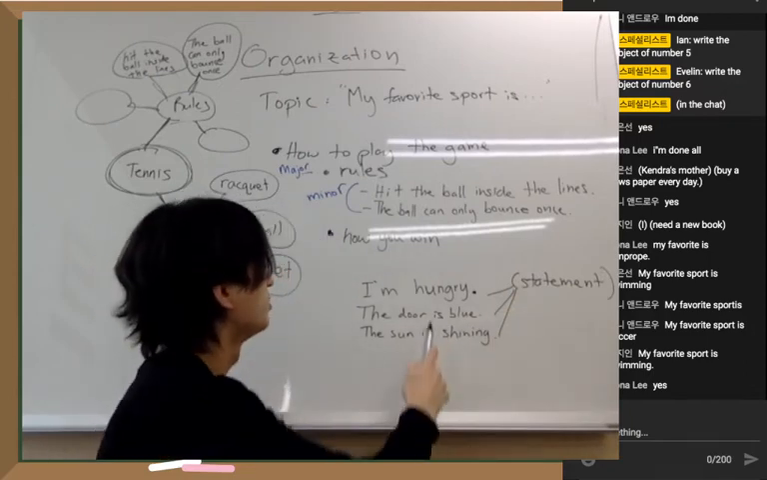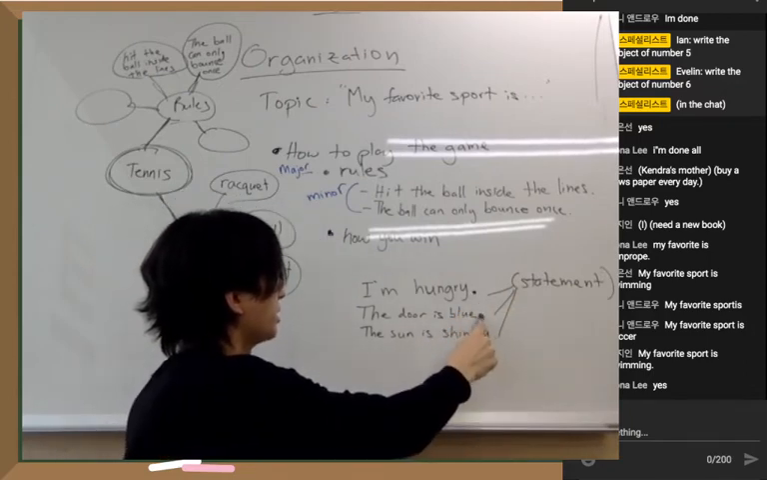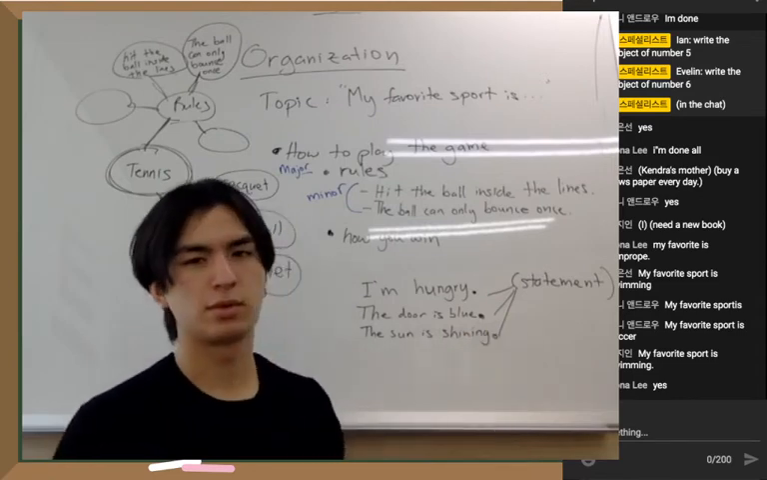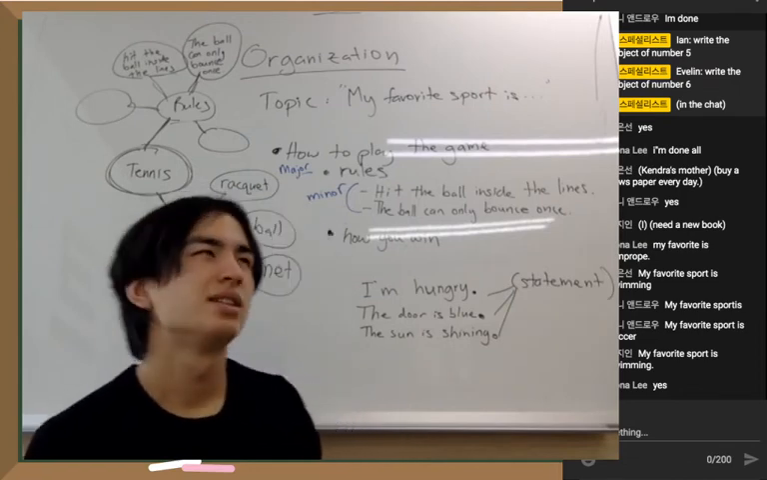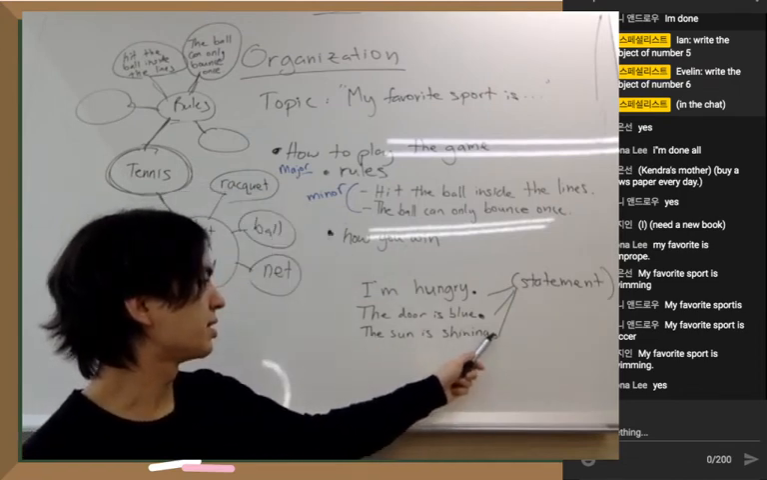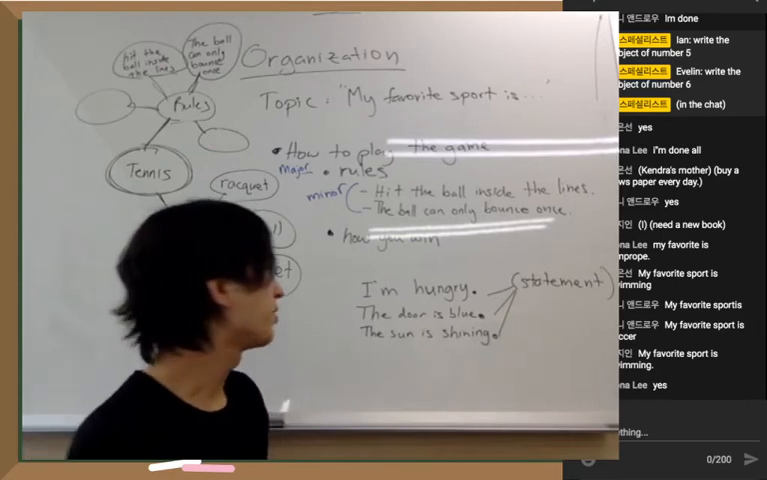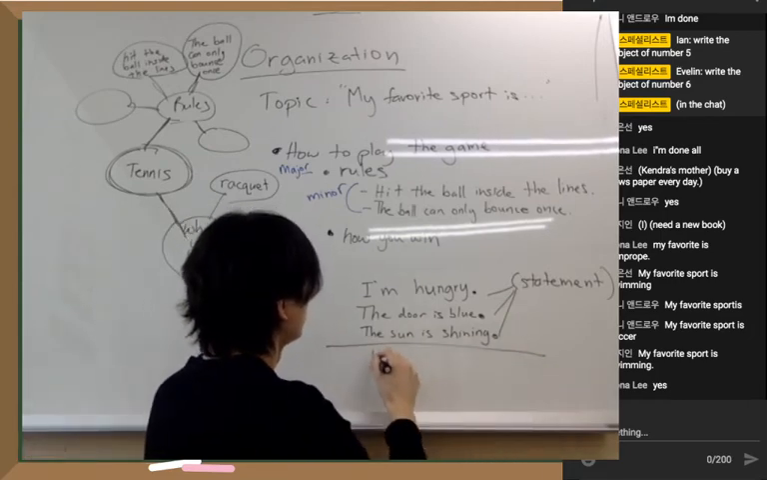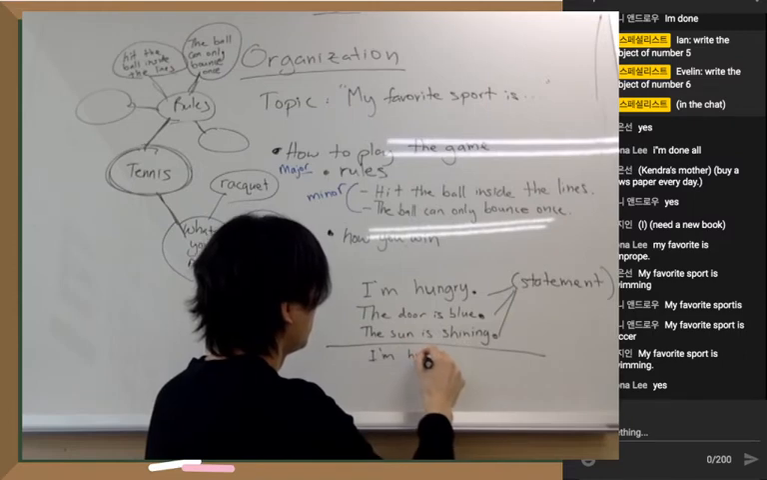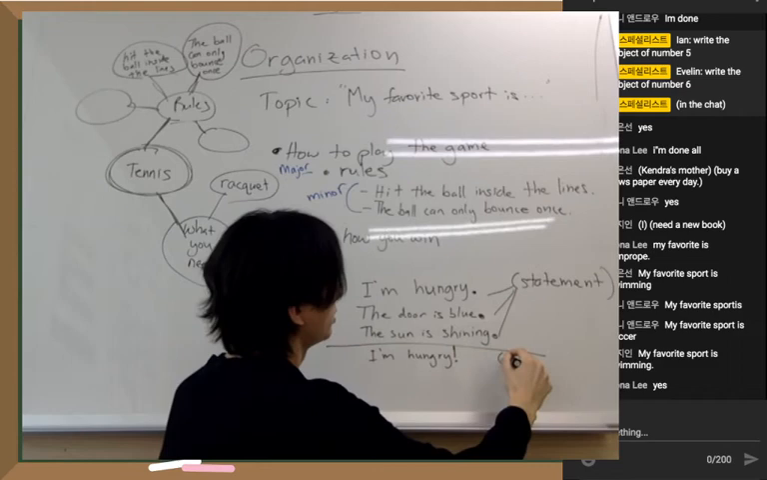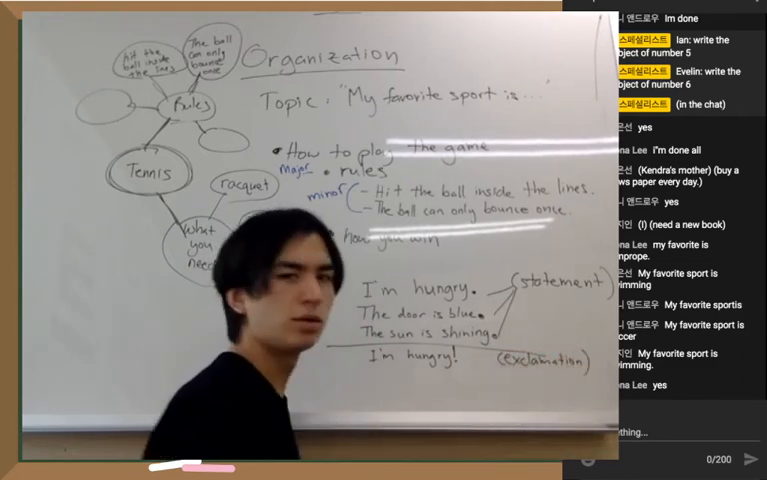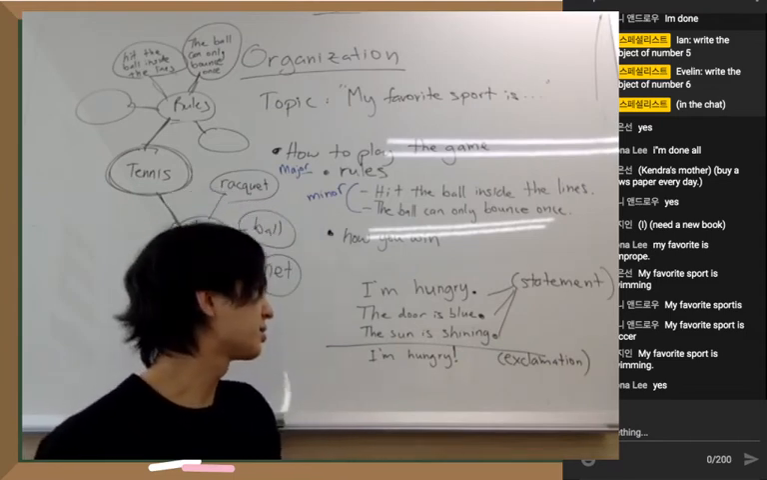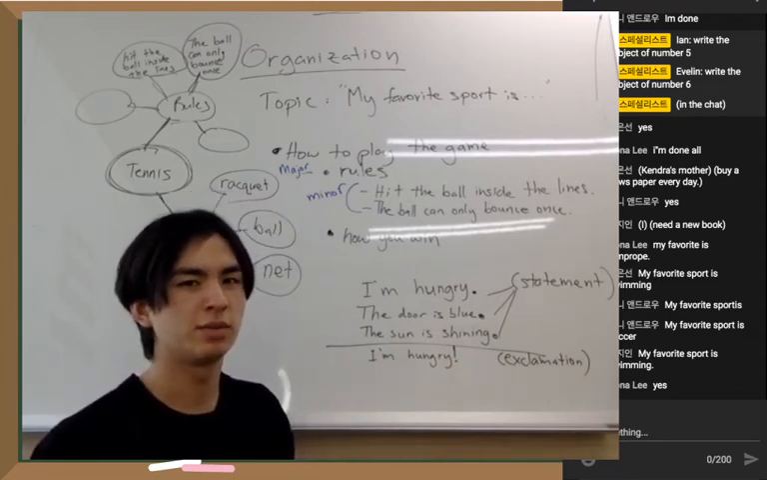There's no real emotion here. I see the door, I say, the door is blue. Right? Not very fun. The sun is shining. Maybe I'm not very happy that the sun is shining. Right? But if I use exclamation points for this, I write, I'm hungry! And you know how I feel. I'm not just a little bit hungry. Maybe then I would be very hungry.